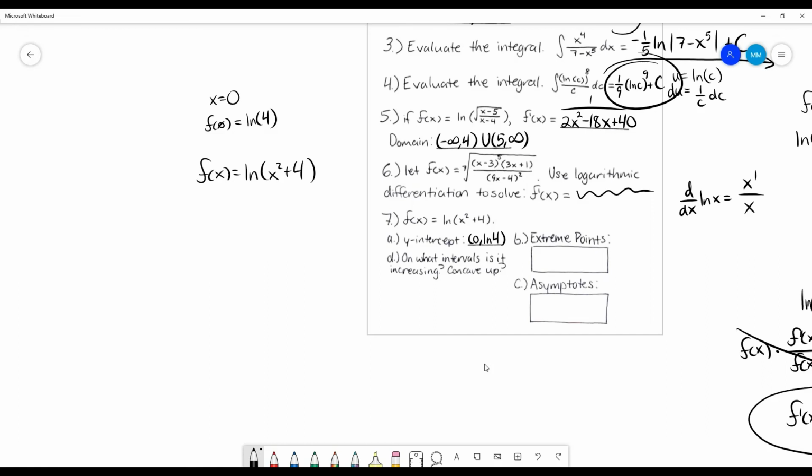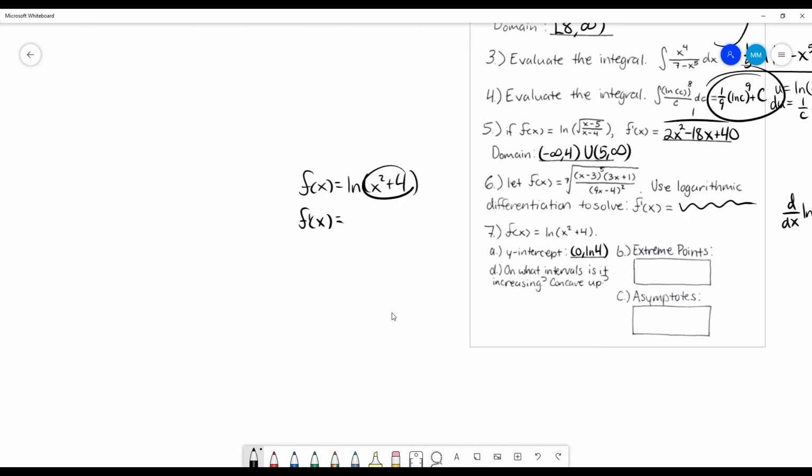Now, we want to know our extreme points, any asymptotes, and on what intervals it is increasing and concave up. Those are separate intervals it's asking for, which means that we have to take at least the first derivative and probably that second derivative. So taking that first derivative, I'm going to erase that. Once again, it's the derivative of our inside divided by our inside. So derivative of x squared plus 4 is just 2x. And then it's divided by that.